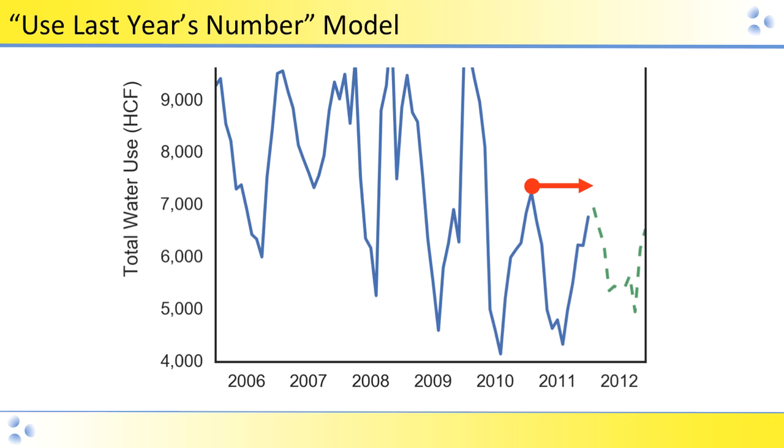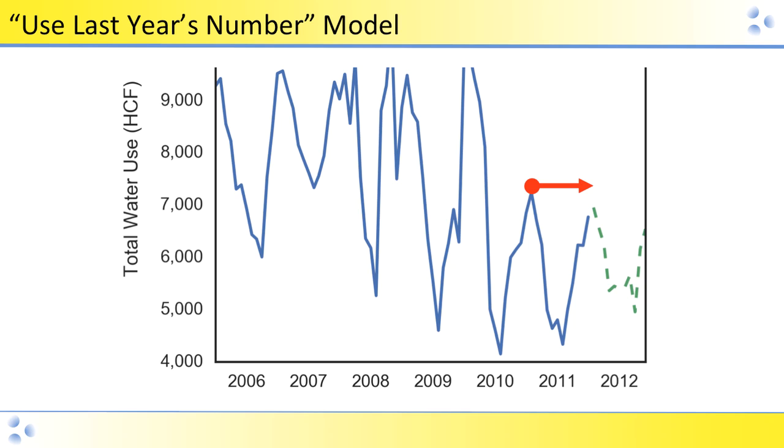So what if the power company and the water company did the same thing? So I'm going to start looking at the water usage. And this is what it would look like if the water company used the 2010, it looks like a July 2010 number, and made that prediction. You can see the prediction's a little bit high compared to what actually happens in 2011.